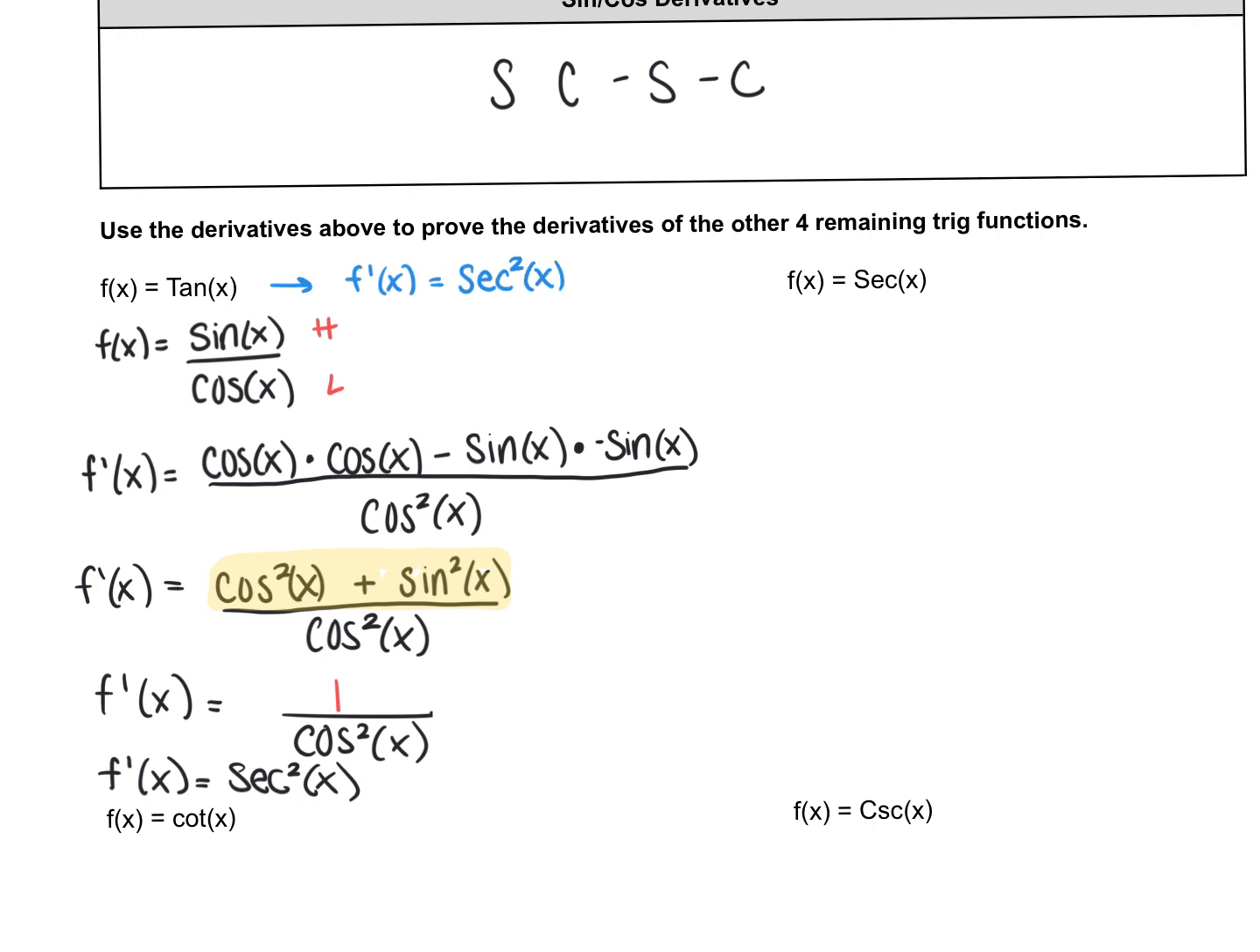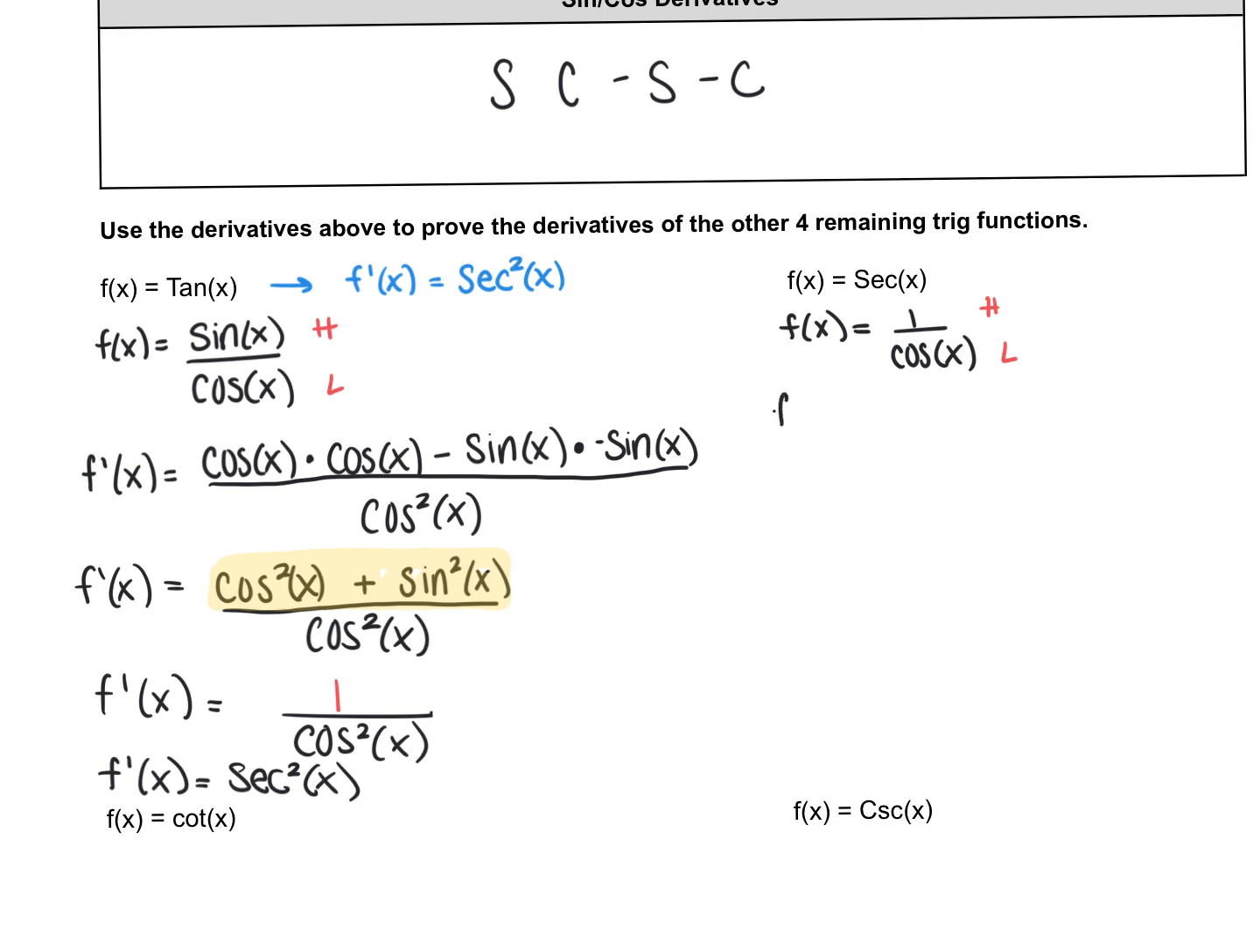So we're going to do the same thing for the other three functions here. So we know that secant, I'll do the next one with you, and then I think I'm going to leave the other two for you guys to try. Secant is 1 over cos. So we could rewrite f of x as 1 over cos. And then we can do another quotient rule, right? We can make this our high and this our low.